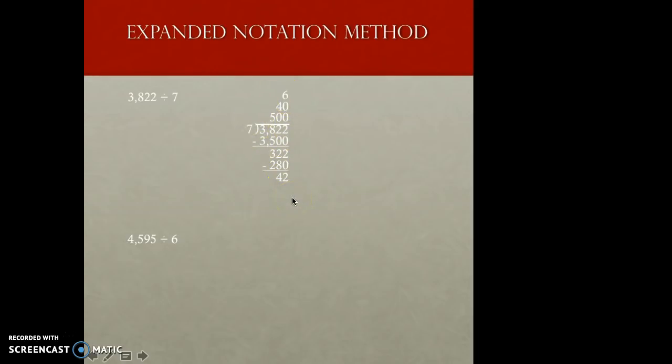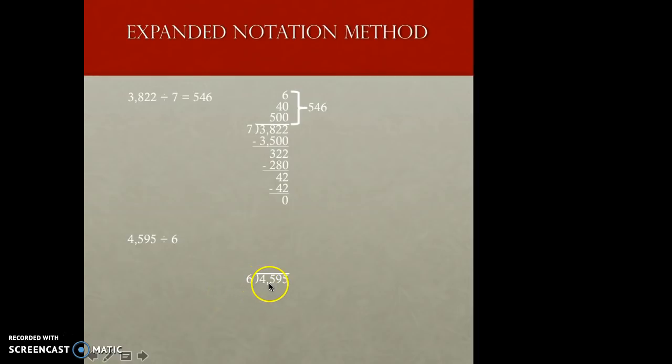So how many 7s go into 42? And that would be 6. 6 times 7 is 42. So when I subtract, I have nothing left. I have no remainder. So now what I'm going to do, I'm going to look at what I have up here and combine them, add them up. 500 plus 40 plus 6 is simply 546. So expanded notation is also known as the easy number method. It's just working with easy numbers. Let's look at the next one.